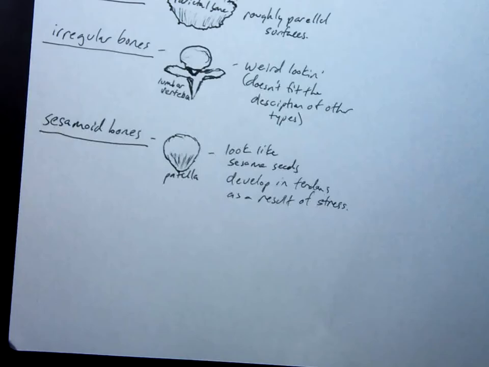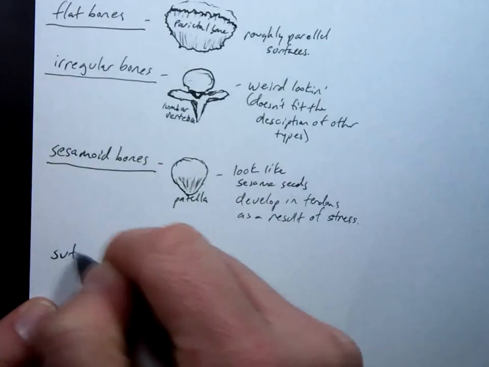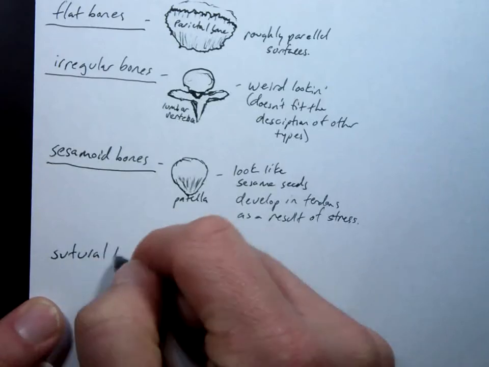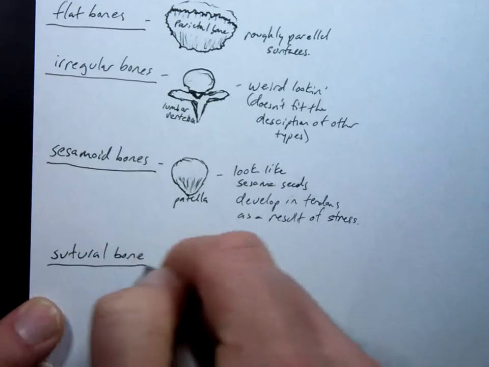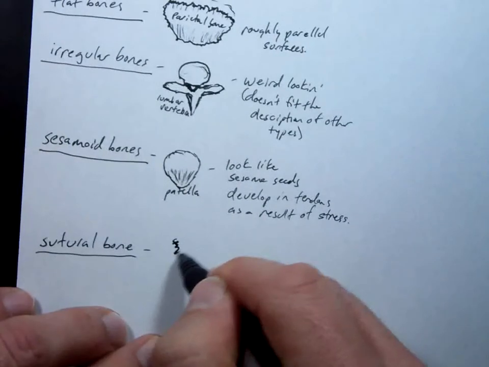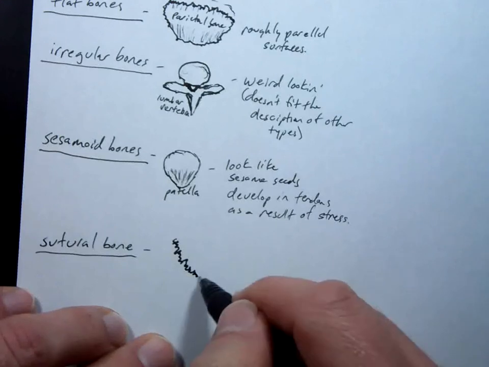Okay, last one here, it's called a sutural bone. Folks, what's a suture? Connects two things. Yes. In bones, what usually does it connect? The parietal bone. Yeah, parietal bones or other bones of the skull.